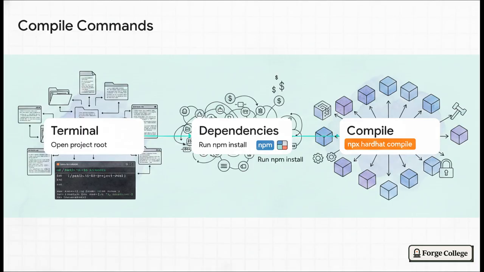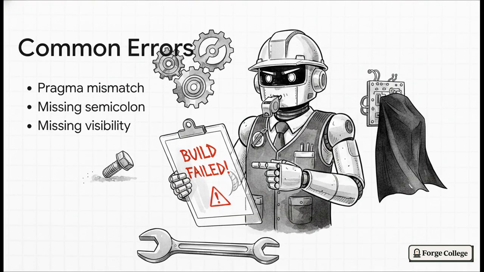Execute npx hardhat compile, written right there in bright orange ink. This tells Hardhat to look in your contracts folder, read your Solidity files, and check them for structural integrity. Now, if this strict building inspector blows the whistle and throws a wall of red error text at you, don't panic. Seriously, he's just being pedantic.